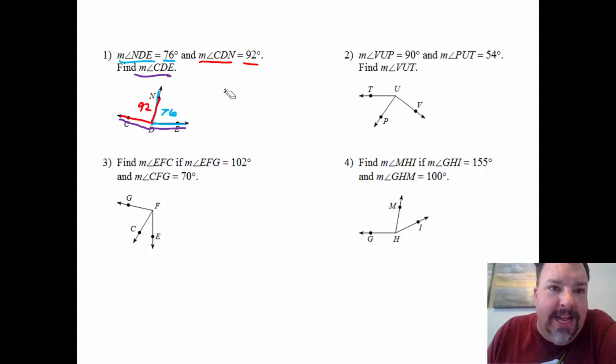So if we add 92 and 76, what do we end up with? 2 and 6 is 8, 9 and 7 is 16, so 168. That seems right because that's a big obtuse angle. So that would come out to 168 degrees.